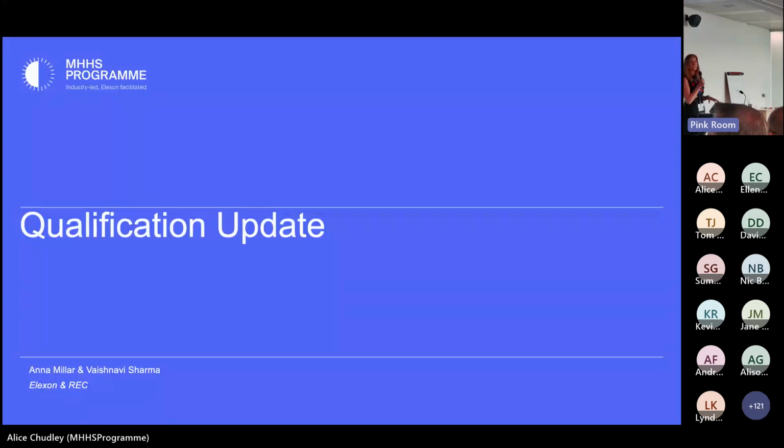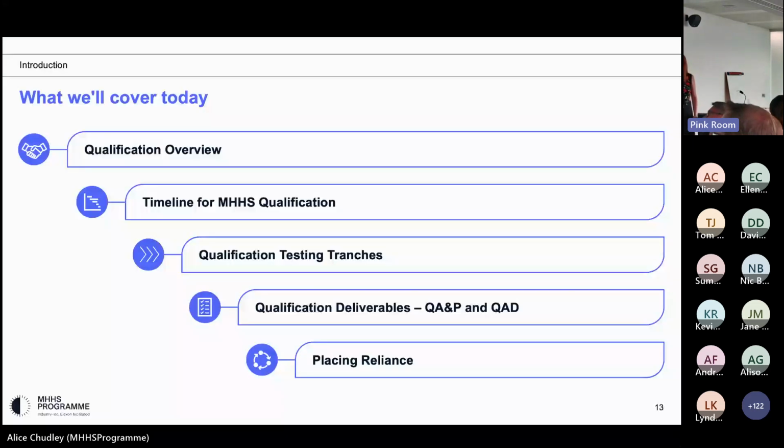We're working and presenting together because qualification is a joint deliverable from code bodies. We've been doing an awful lot of cross-code collaboration in order to facilitate that. So we can move to the next slide and we'll start to give you an update on where we are with qualification. We're going to be covering an overall overview, the timeline for MHHS qualification, the qualification deliverables, which are the qualification approach and plan and the qualification assessment document, and placing reliance policy, which we're working with alongside the programme. So if we can move on to the next slide.